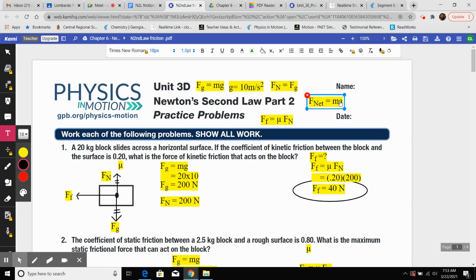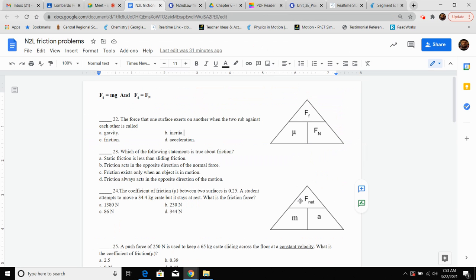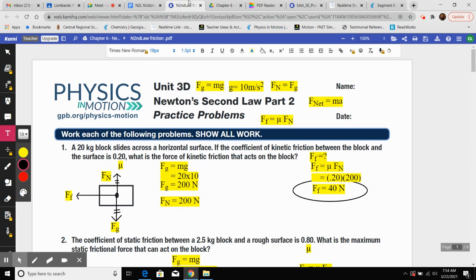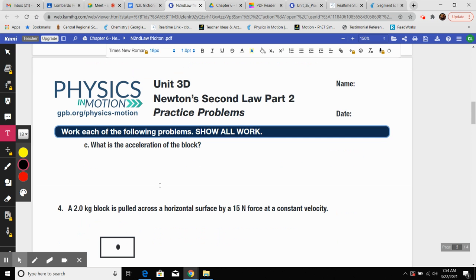So F net is equal to m times a. Or if I'm looking at this triangle, if I want to solve for a, if I covered a up, it's F net over m. So I'm going to go back. a is equal to F net divided by mass. Do I have everybody? I do.